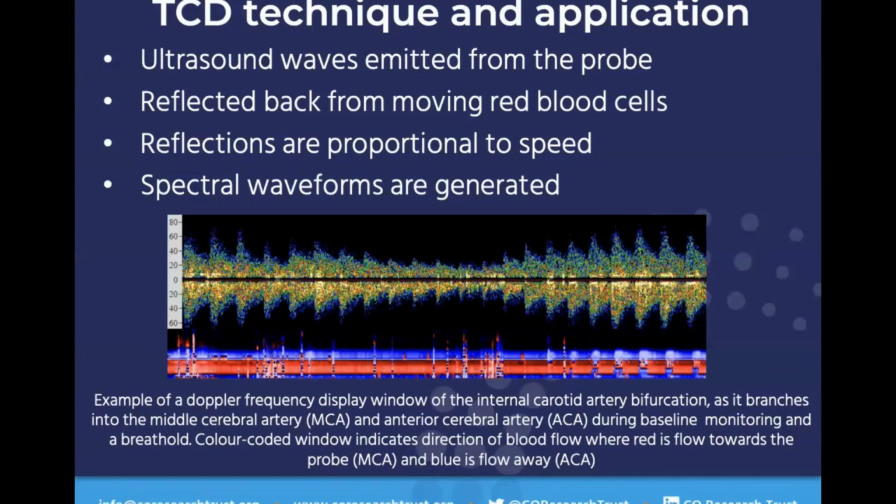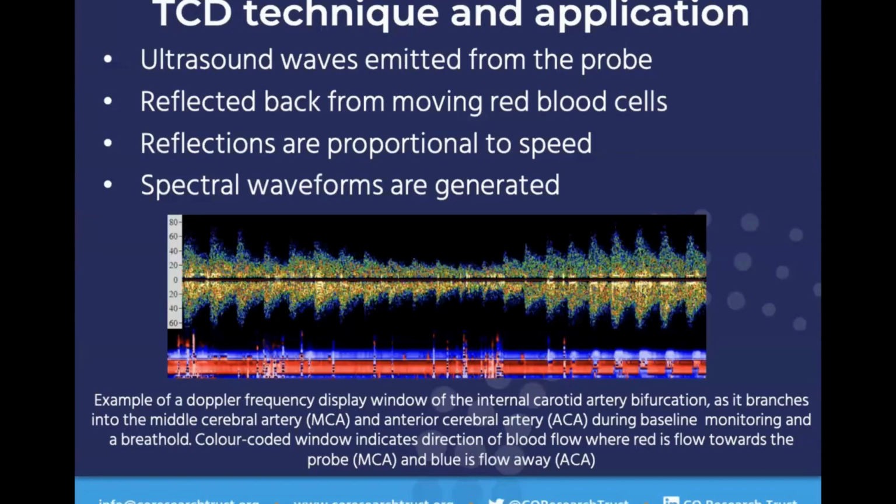I gained this spectrum by scanning the transtemporal window, which can be used to access a number of important vessels, including the internal carotid artery bifurcation, or the ICA bifurcation. This vessel is particularly interesting to look at because it actually branches off into 2 other major arteries, and so it shows bidirectional blood flow.